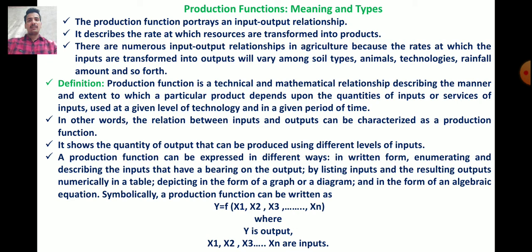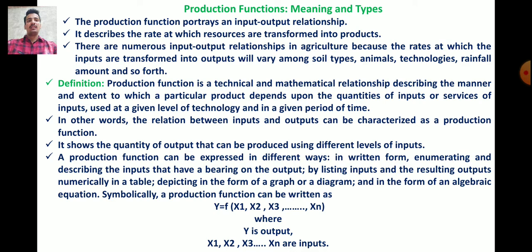So algebraically it is shown as Y, that is the yield or output, is a function of X1, X2, X3 up to Xn. These are the inputs. So Y is the output and X1, X2 up to Xn are the inputs. So algebraically the production function is expressed as Y is equal to f of X1, X2 up to Xn. So this is about the production function.